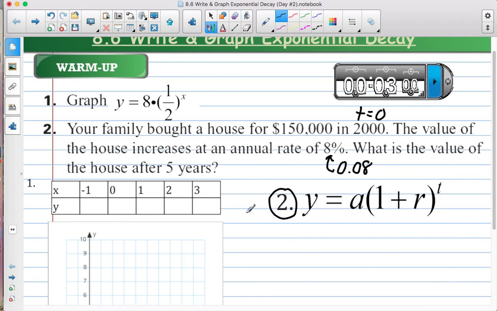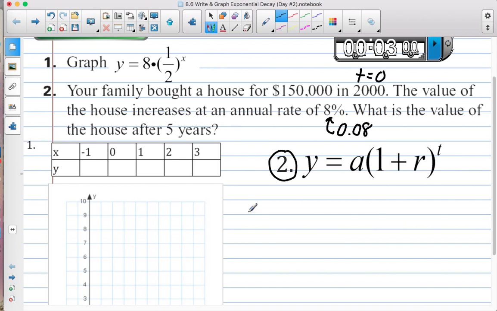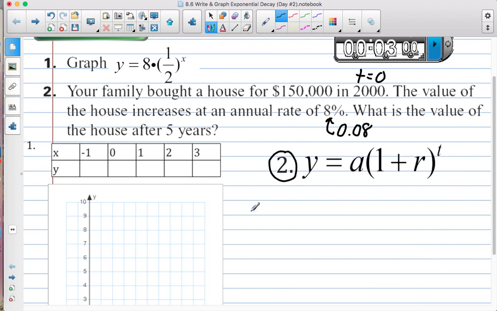Number 1, I would suggest making a table and then plotting out the points. So do both of these on your individual whiteboards. Pause the video now. Let's give everybody about 3 minutes to give it a chance. Come back in 3 minutes and we'll review it. So pause the video now, please.